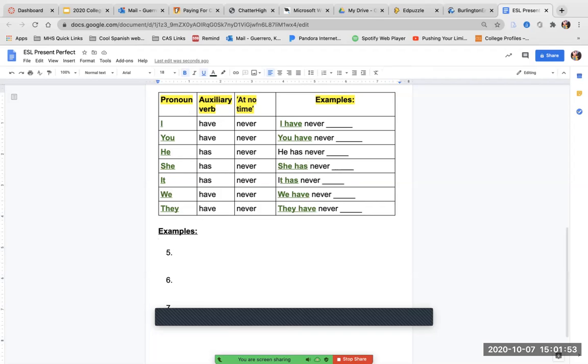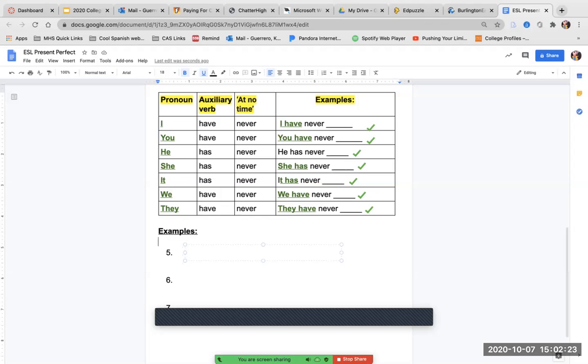And then now we put it all together. The pronoun, the helping verb, and then the word never. I have never. You have never. He has never. She has never. It has never. We have never. They have never. So the same thing that we did on the top part of this, we want to make sure that we know how to write sentences.